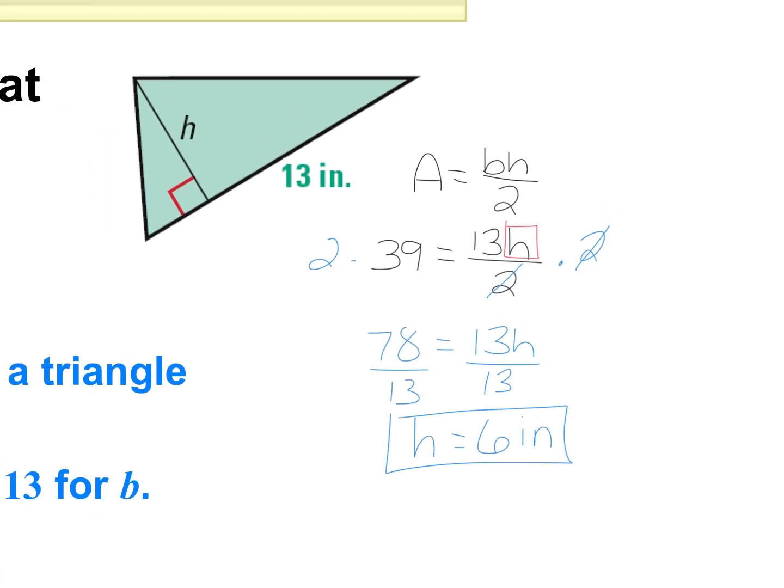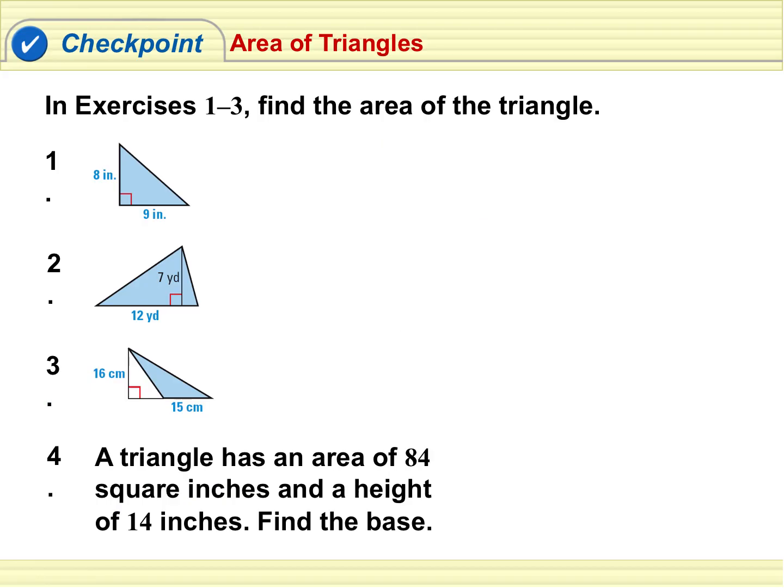So again, when you are missing a length, whether it's the base or the height, resort back to your formula. Use your formula whenever you are dealing with area. All right, go ahead and pause this video to try these 4 examples on your own, and then come back to check your answers.